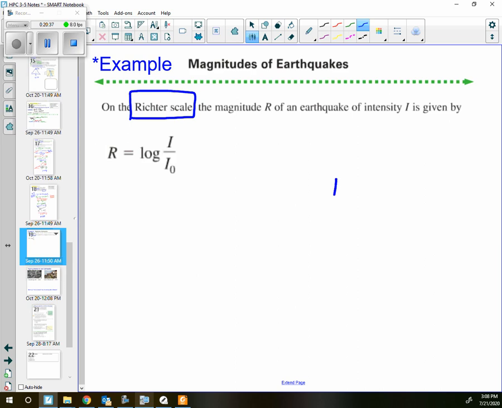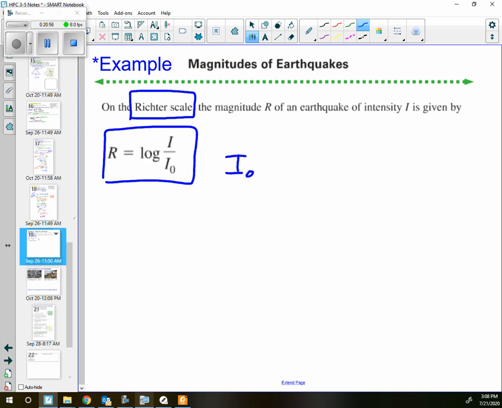So instead of saying it's whatever 10 to the 7th power is, which is a huge number, right? We can say that it's just a 7 on the Richter scale. So that's kind of how the Richter scale is going to work. We use the power instead of that whole big number. So we can use this formula to be able to solve that.